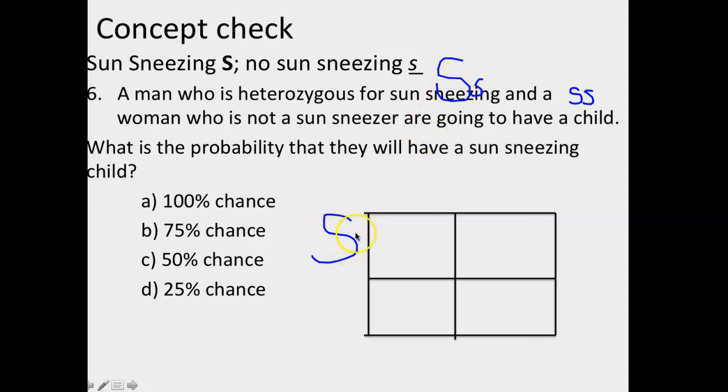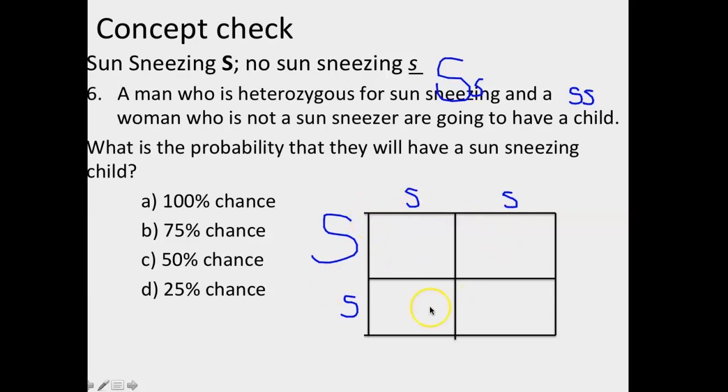So for a man, this represents one of his sperm that got the big S. The little s that goes here represents the other sperm that got the little s allele. For the woman, she's homozygous. So when her cell, that's a diploid cell, undergoes meiosis, one of her eggs gets a little s and the other one of her eggs gets a little s. So what these represent are the gametes of the parent.